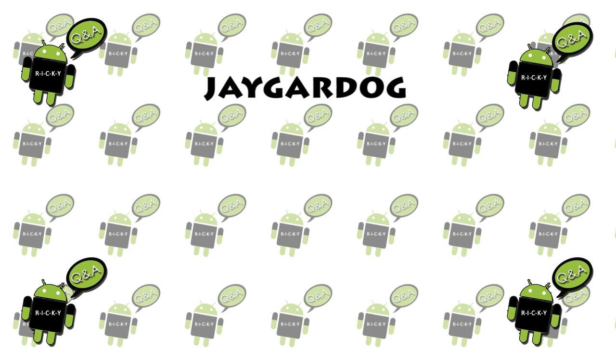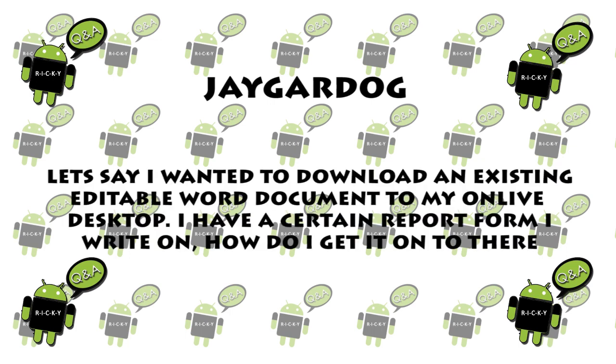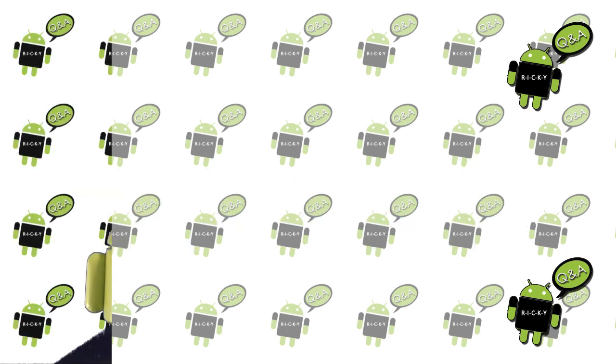Let's say I wanted to download an existing editable Word document on my OnLive desktop. I have created a report, I write on it. The wording is kind of weird, but basically he wants to type a document and then have it on his OnLive desktop app so he can use it. For those of you who don't know, OnLive Desktop is Office on an Android tablet.